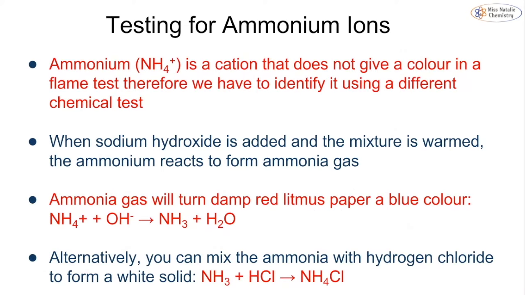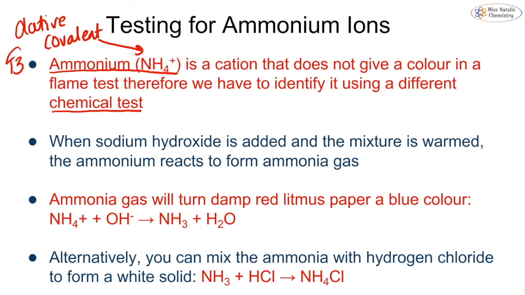Now, we also have to know how to test for ammonium ions. This is also a very common cation, but ammonium does not give a colour in a flame test, so we have to identify it using a different chemical test. Okay, and ammonium is NH4. We know that it contains a dative covalent bond, and that's going to give us our positive cation. We covered this back in topic 3, so if you can't remember the structures, go back and have a look at that in your textbook or back in your notes.